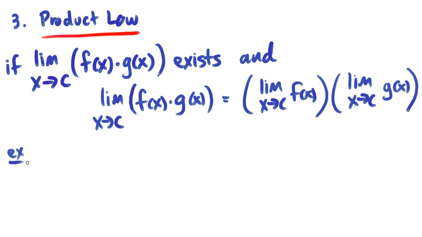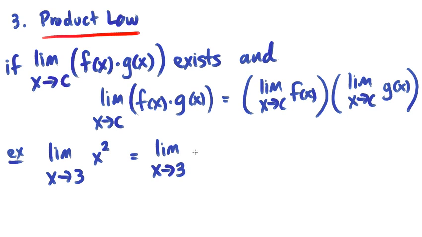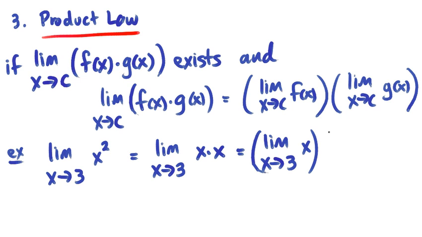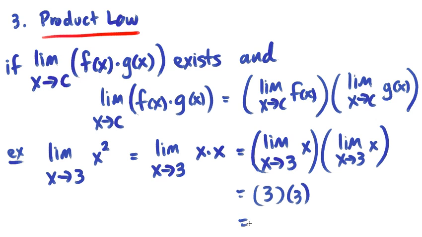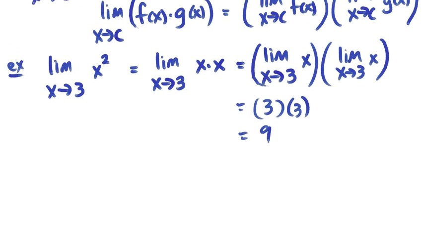Here's an example of how this one works. If we have the limit as x approaches 3 of x squared, that's the same as the limit as x approaches 3 of x times x. So we can break this into 2 parts. The limit as x approaches 3 of the first x times the limit as x approaches 3 of the second x. We know we can do substitution and get our solution.